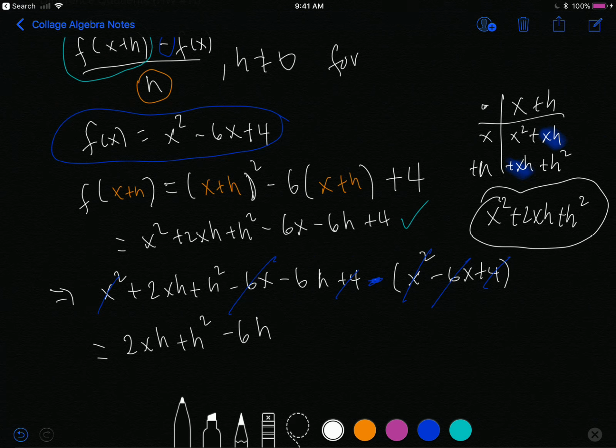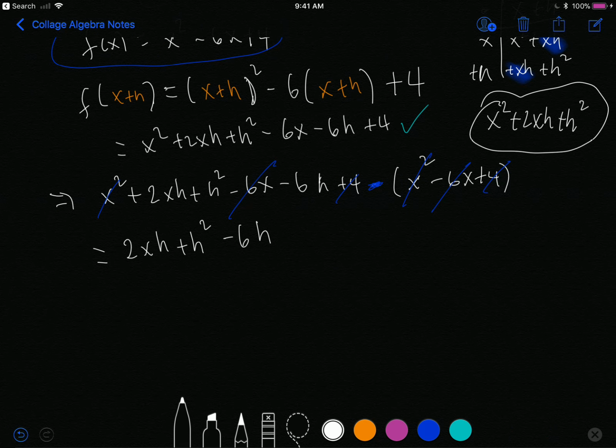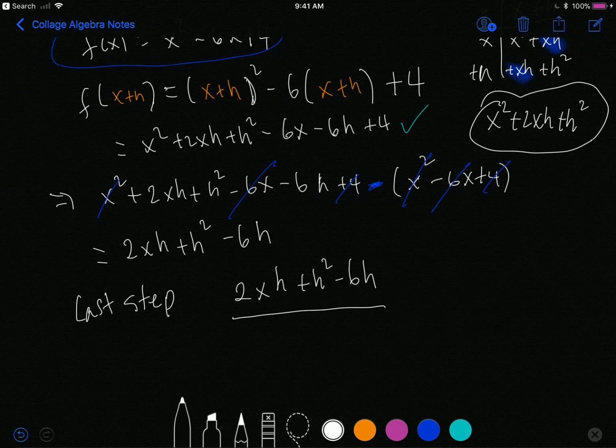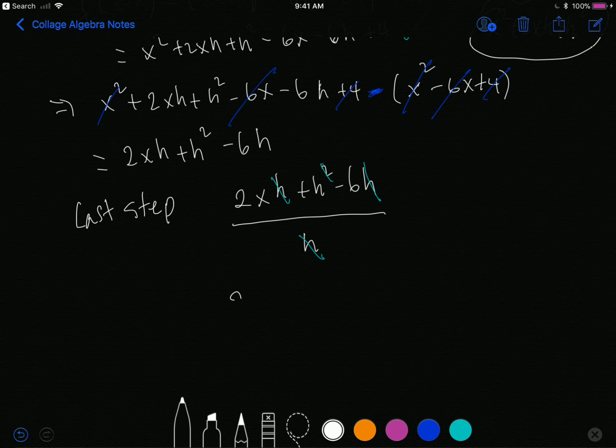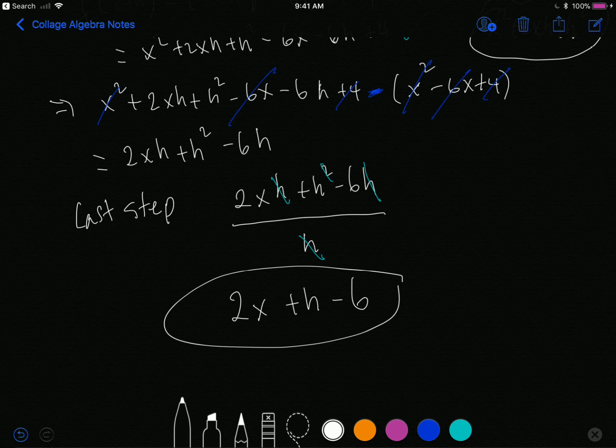For our last step, we will take 2xh plus h squared minus 6h, and we will divide by h. Since every term has an h in there, this makes the division very simple. Each term loses one h. So bye h, we will see you later. That takes us to our last answer, which is 2x plus h minus 6. And this right here is our difference quotient. Very easy, very straightforward.